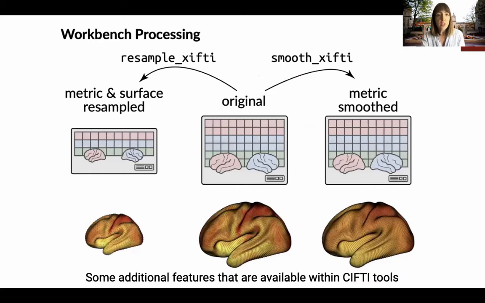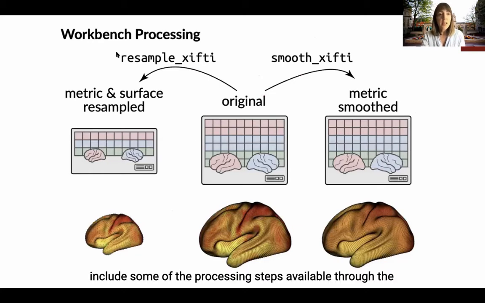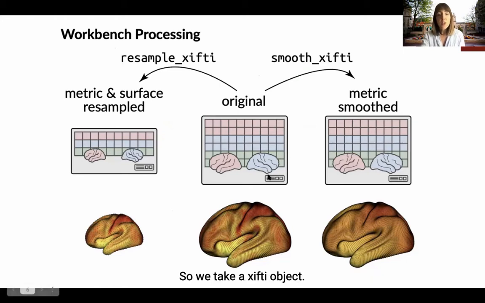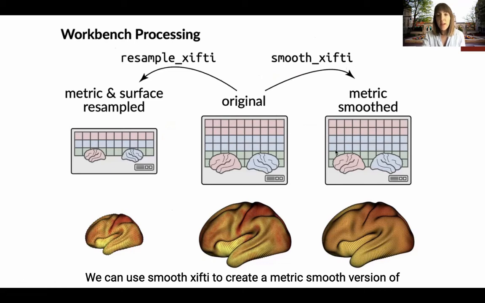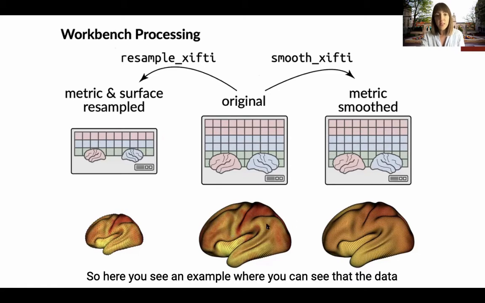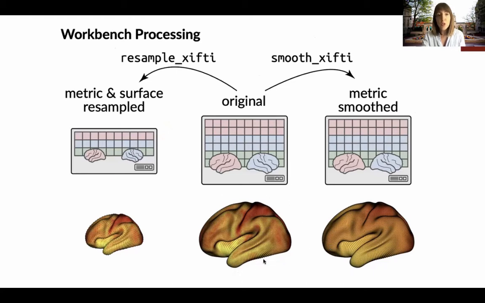Some additional features that are available within CIFTI-Tools include some of the processing steps available through the Connectome Workbench, specifically resampling and smoothing. If we take a CIFTI object, we can use smooth CIFTI to create a metric-smoothed version of that CIFTI. Here you see an example where you can see that the data has been smoothed a bit relative to the original image.